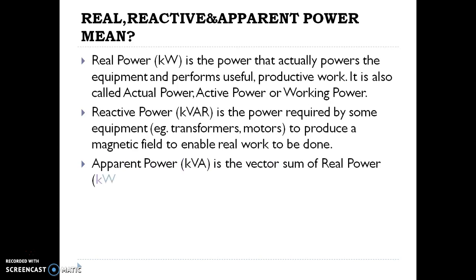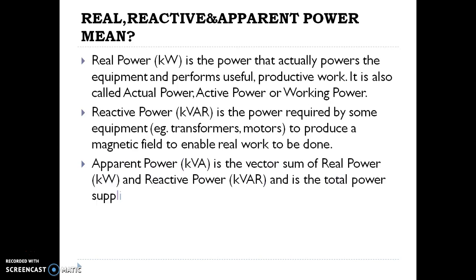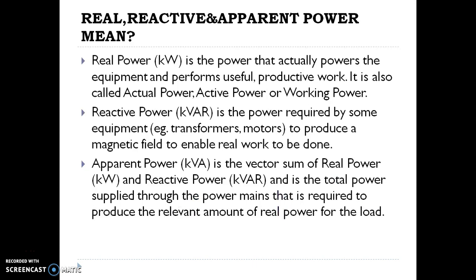Then we will see the apparent power. Apparent power is vector sum of real power and reactive power. That is called as total power. We will tell this is a total power. Apparent power means total power. It is summation of real power kW and the reactive power kVAr. These are the differences between real power, reactive power and apparent power.